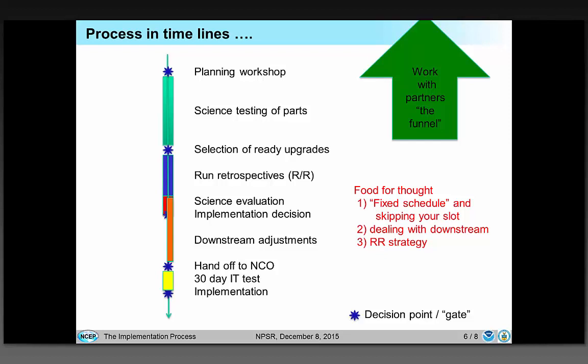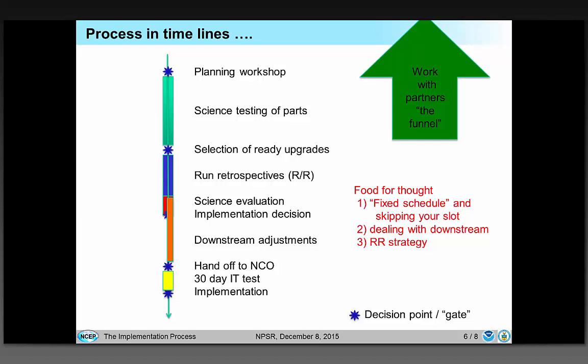So we're actually thinking about whether or not we should go to a business model where we have a sunset day for the old model that is not the same as the implementation day for the new version of the model. And then the whole idea of how you do reforecast and reanalysis is a point.